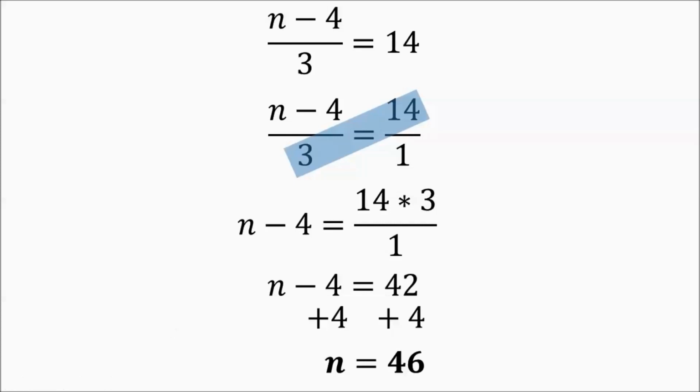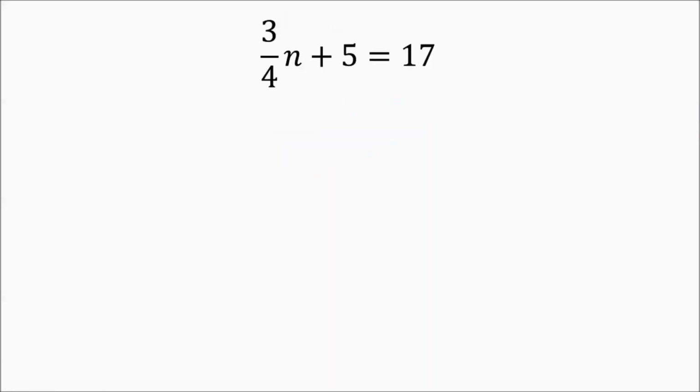Moving on to the next one. 3/4 of n plus 5 equals 17. I'm going to do two things here. First, we're going to get rid of that plus 5. The opposite of adding 5 is subtracting 5, and you always do the same thing to both sides of the equation. Now I'm going to rewrite this problem.